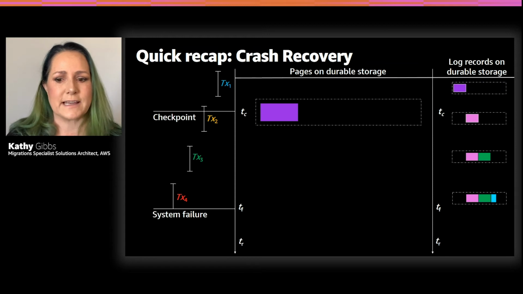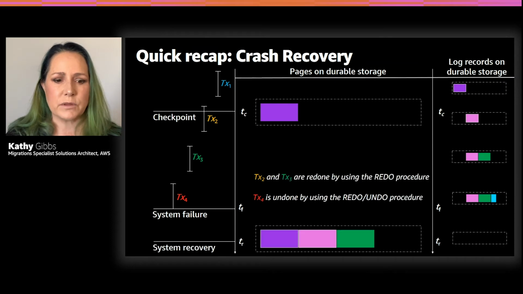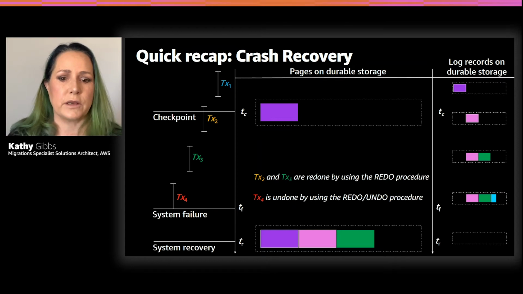So the red is actually blue over here. It means it didn't commit. So it has some of that log information, but it wasn't fully committed. So what ends up happening in that system failure is that I start with my checkpoint, but transaction 2 and transaction 3 are actually redone by that redo procedure using those logs, okay? And they're redone up to the checkpoint. Transaction 4, because it wasn't committed, is undone. So it's not going to save when you are doing a recovery. So this is a system recovery.